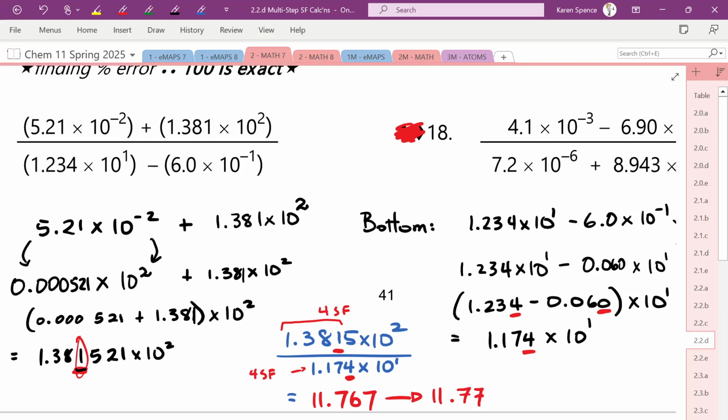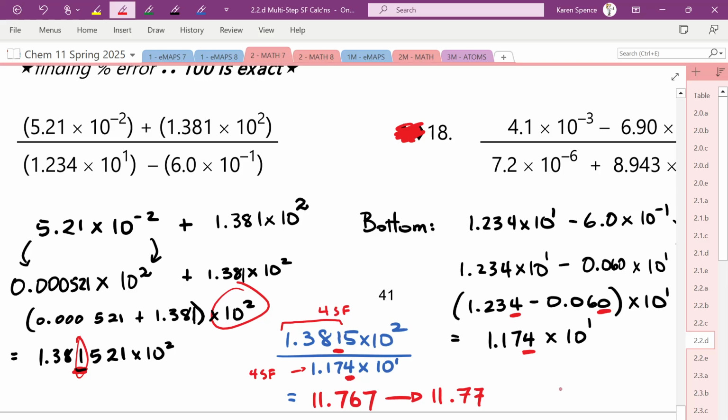Well, let me try it again. 1.3815 E2 divided by 1.1 E1. You put the E2 there? No, because I just divided the numbers and subtracted the exponents. So you get 10 to the 1. So I got 1.177 times 10 to the 1, which is the same as 11.77.